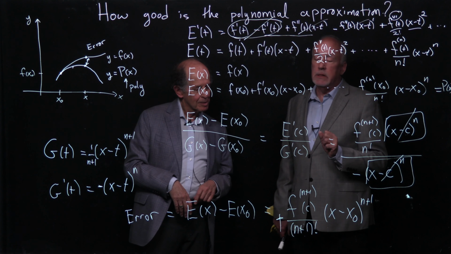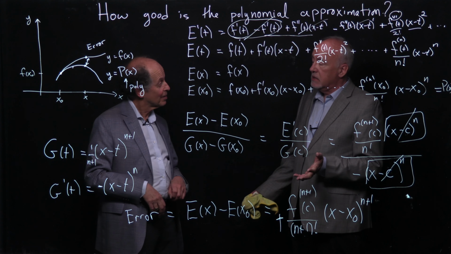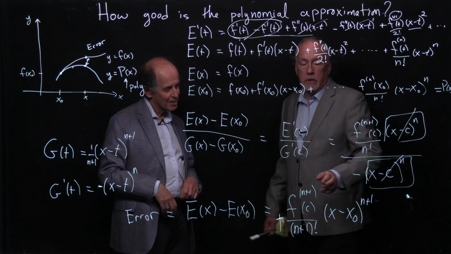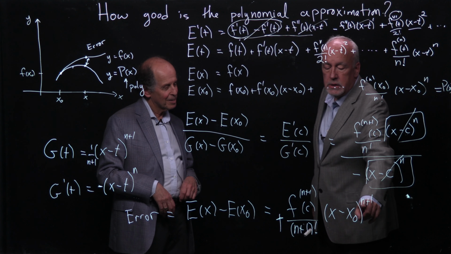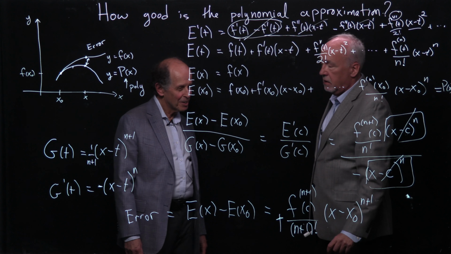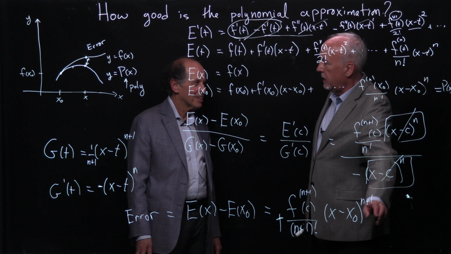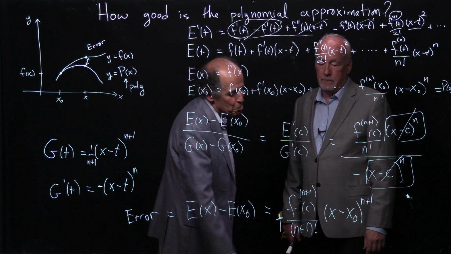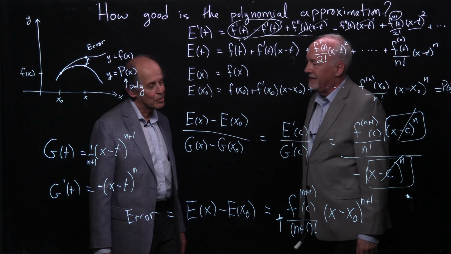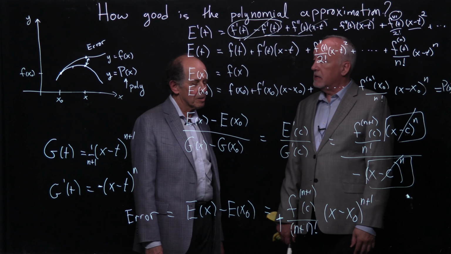What this means, for instance, is sine of 0.1. I know what sine of 0 is. If I put a 0.1 here, 0.1 raised to the power, say n is equal to 10, 0.1 to the 10th gives me 0.00000000001. And 10 factorial isn't small, or 11 factorial, it's going in millions. So this gives me many, many decimal places of accuracy.